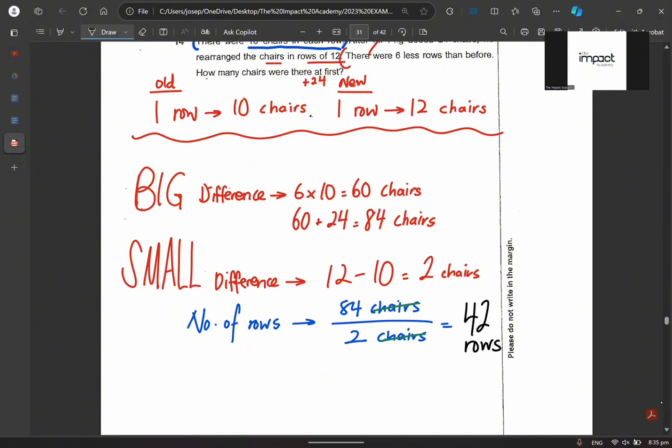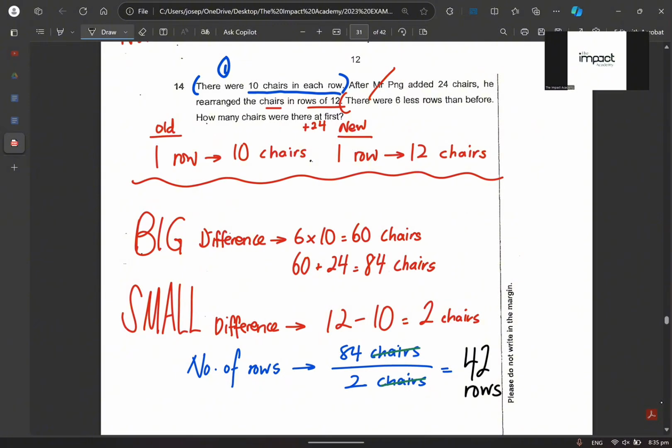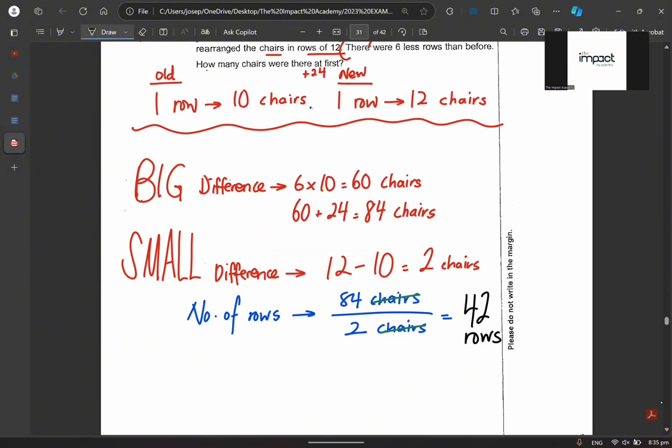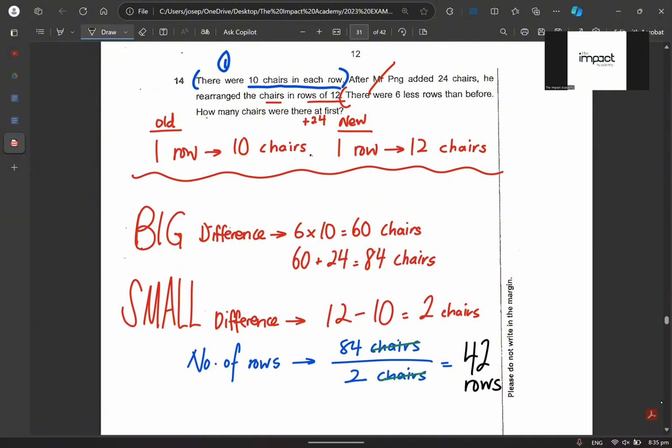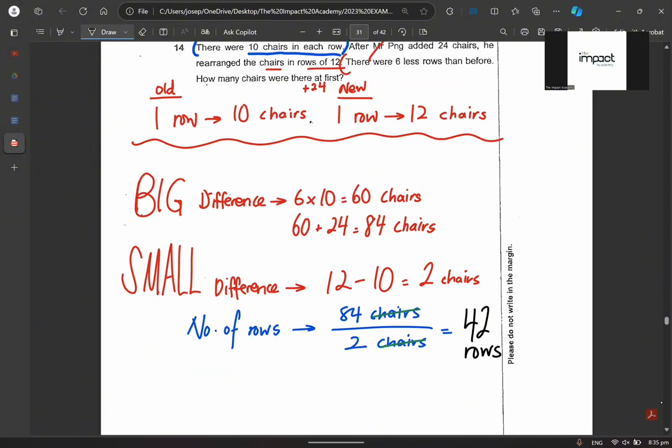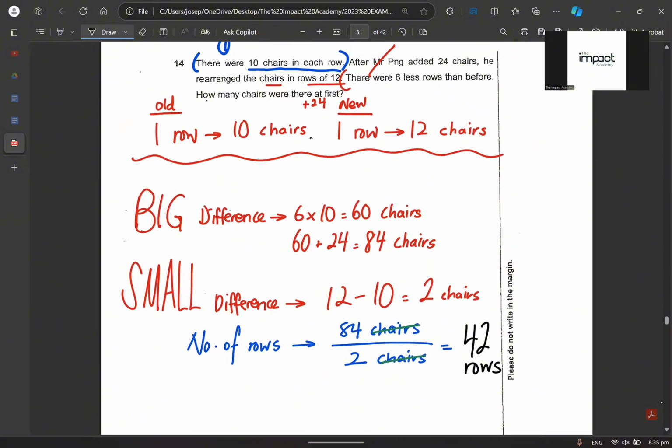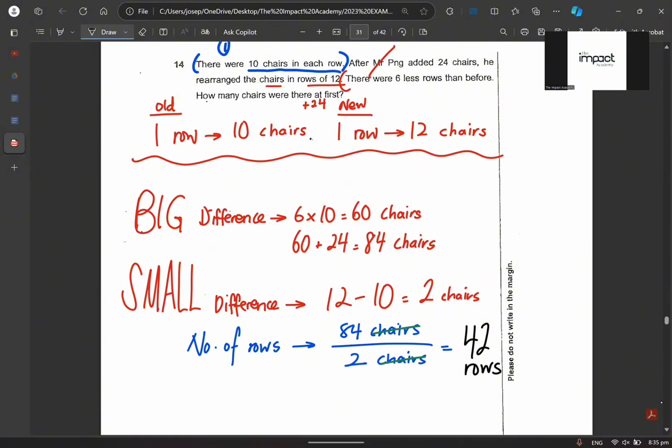Am I making sense or not making sense? But this is the rows at what point? In the end or at first? Why do you say in the end? Because you use the 84 plus the total of the difference. This is the 42 rows in the end. And they want us to find at first.